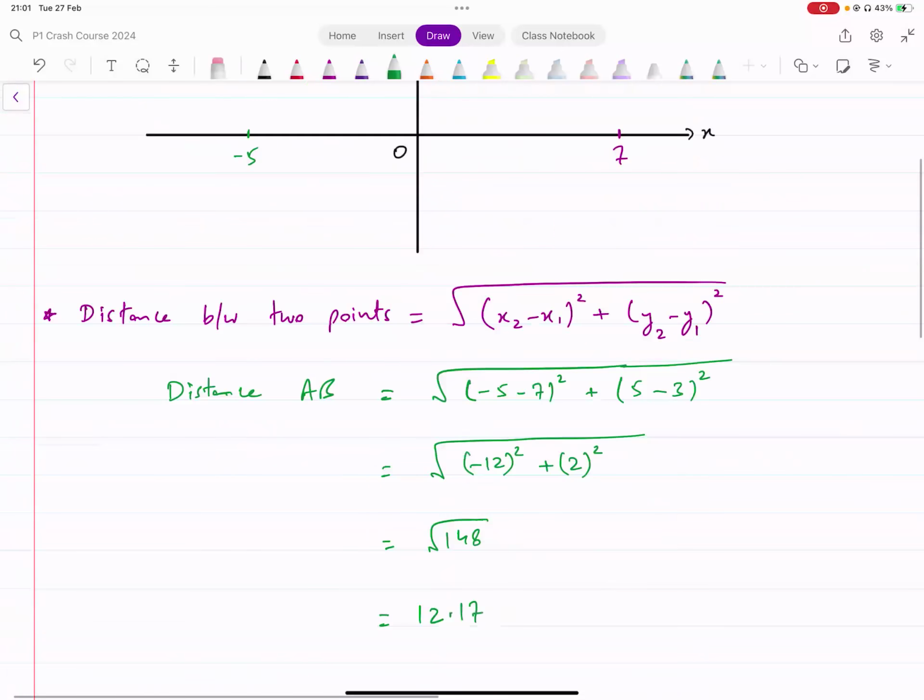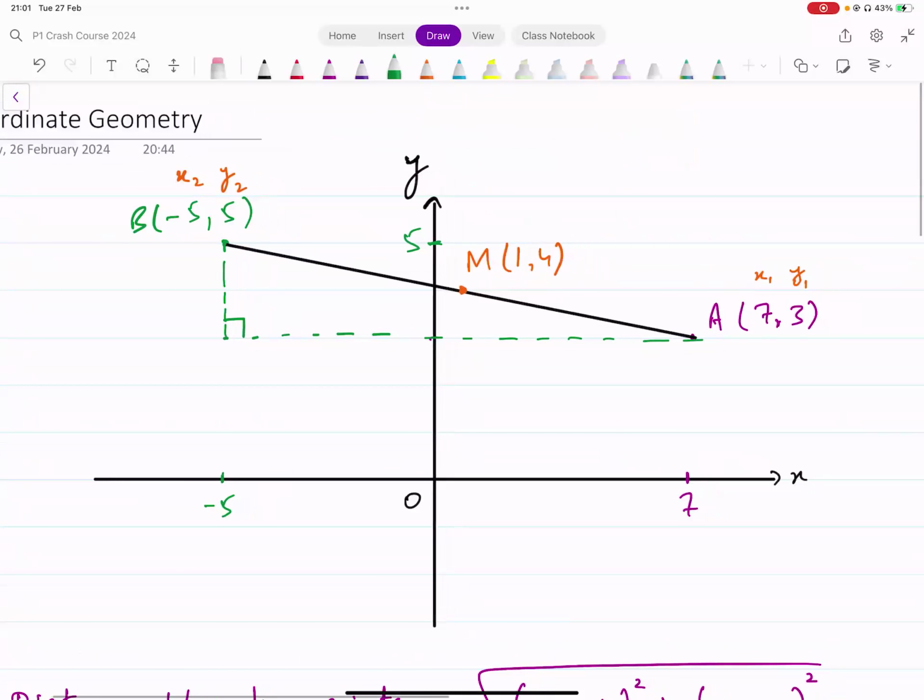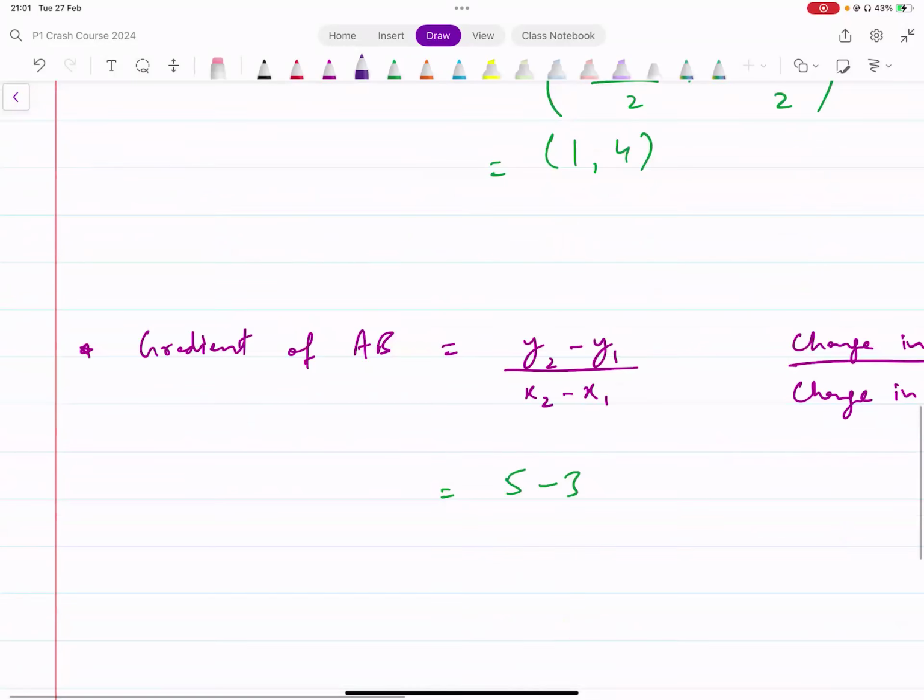Again, it does not matter which one of the 2 points you call x1, y1, or which one you call x2, y2. You could also do the other way around. You could say this is x1, y1, and this is x2, y2. It would not make any difference. So you can reverse this as well, and that's perfectly fine. In this case, I've called A x1, y1 and B x2, y2.